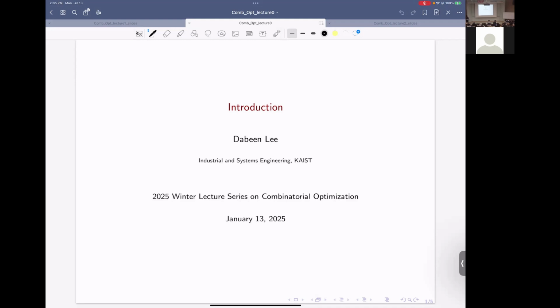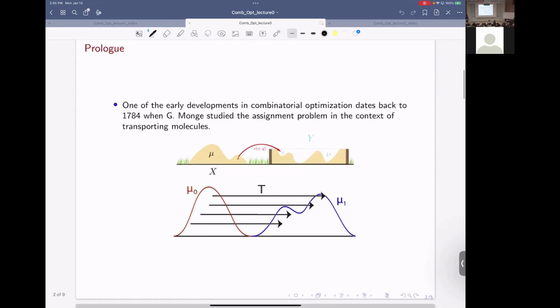Okay, so let's introduce what this course is about. I was studying the history of combinatorial optimization when I was preparing these lecture materials. The first development on this topic dates back to 1784, when Monge studied something called the assignment problem. The background for studying this assignment problem is the Earth moving problem. You have a heap of dust, and you are trying to move it to different locations. What would be the best way to move this big chunk of dust to different locations? This is relevant to something called optimal transport.